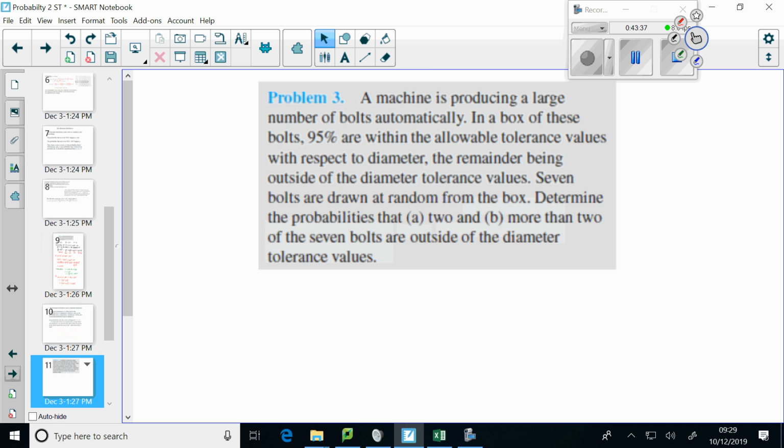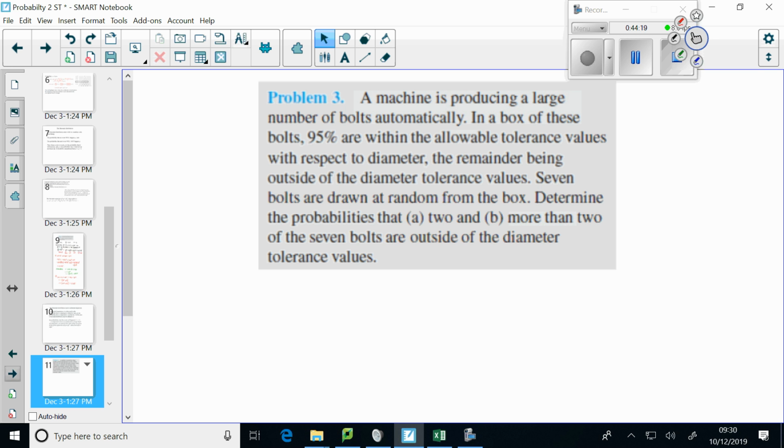So, problem. A machine is producing a large number of bolts automatically. In a box of these bolts, 95% are within the allowable tolerance, 95% are good, with respect to diameter, the remainder being outside of the diameter tolerance values. 7 bolts are drawn at random from the box. Determine the probabilities that (a) 2 and (b) more than 2 of the 7 bolts are outside of the diameter tolerance values.